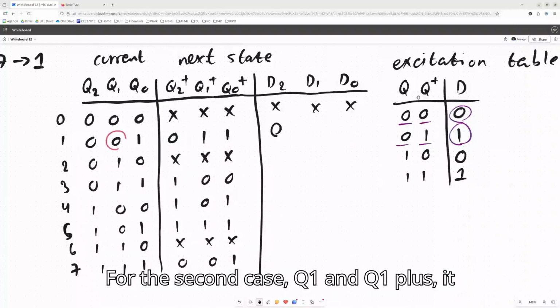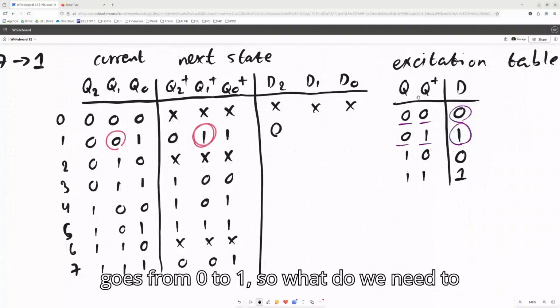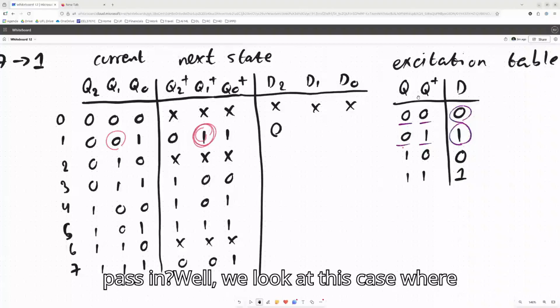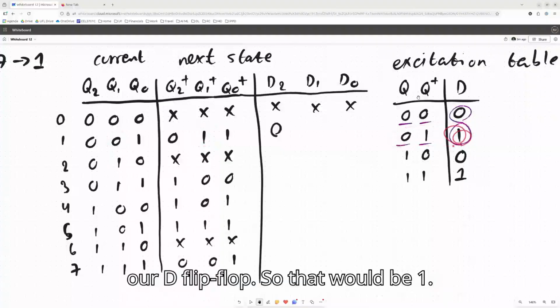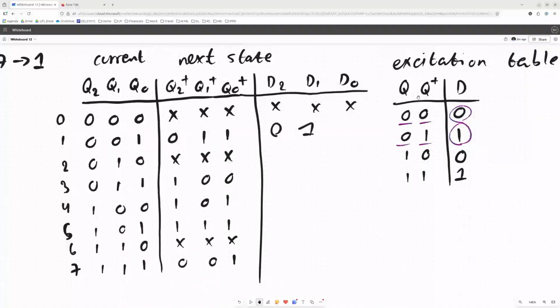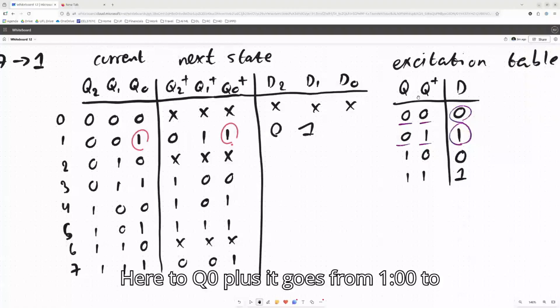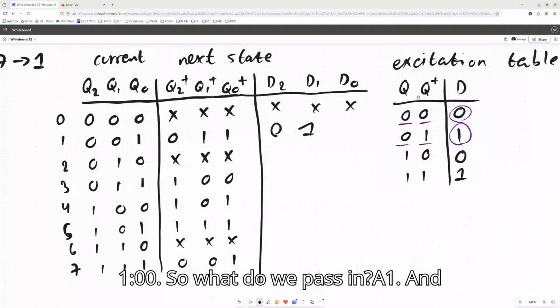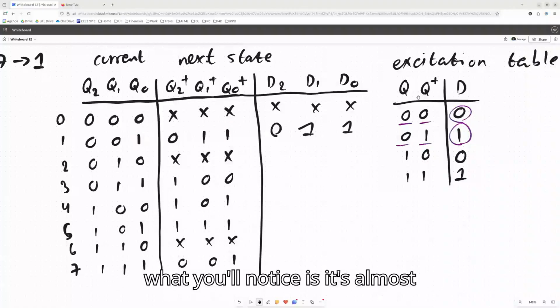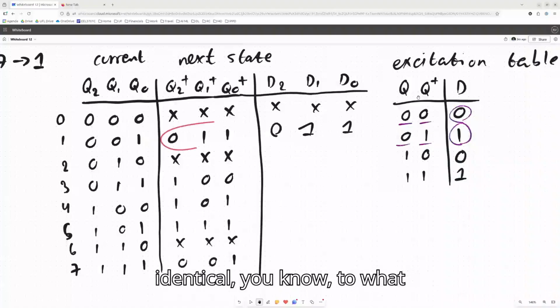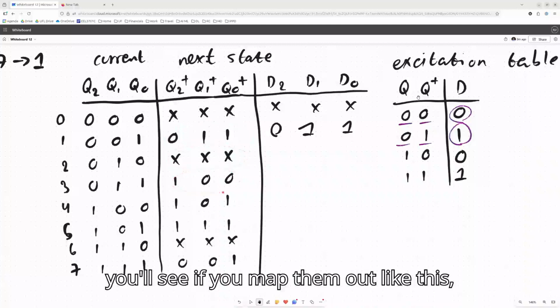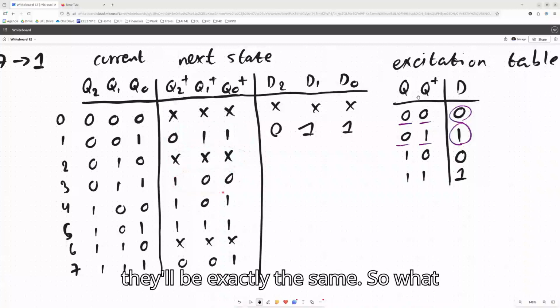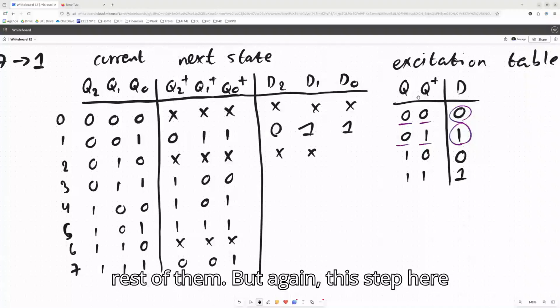For the second case, Q1 and Q1 plus, it goes from 0 to 1, so what do we need to pass in? Well, we look at this case where it goes from 0 to 1, we pass in a 1 to our D flip-flop. So that would be 1. And then from Q0 to Q0 plus, it goes from 1 to 1, so what do we pass in? A 1. And what you'll notice is it's almost identical to what these things are going to be. And you'll see if you map them out like this, they'll be exactly the same. So we'll just fill in the rest of them.